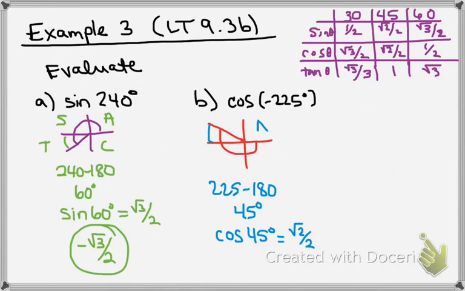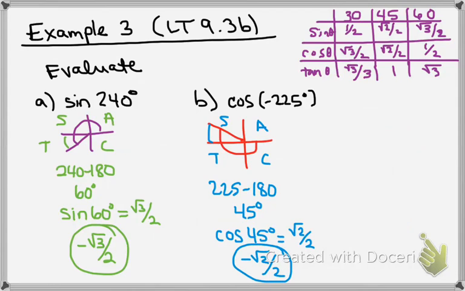So I go all students take calc. In the second quadrant, sine is the only one that's positive. So that means cosine has to be negative, so my answer is going to be a negative square root of 2 over 2. And there is my answer.